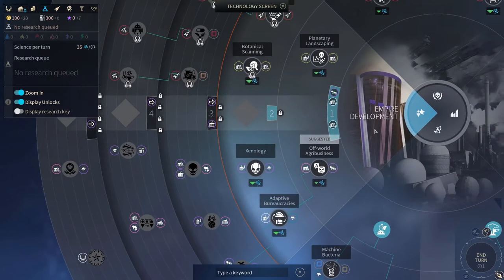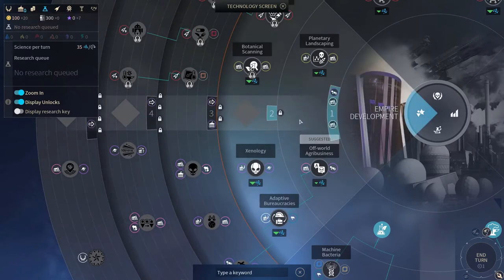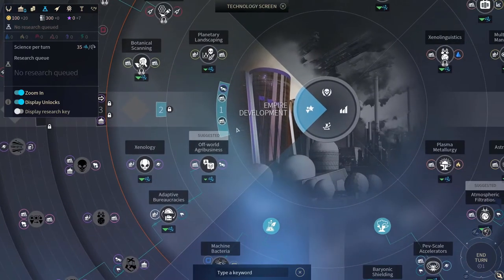Also, just to let you know, I'm playing as the Sophons in this game, so they have something that lets them access technologies from the next stage in advance of it. So even though it's not unlocked, I could select them, but it's only because I'm playing with the Sophons at the moment.